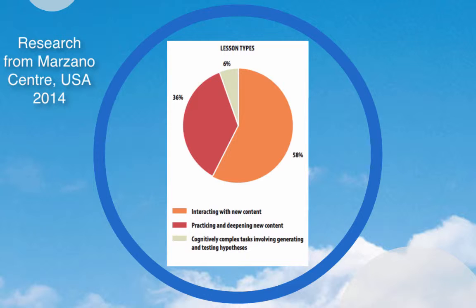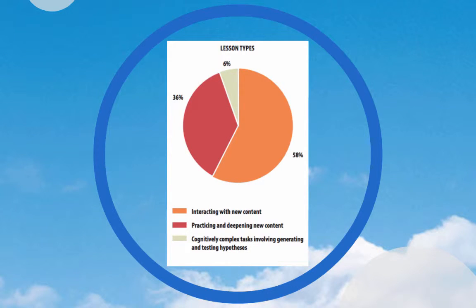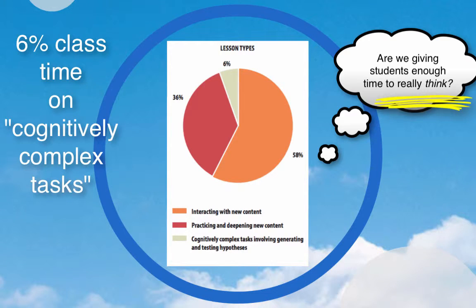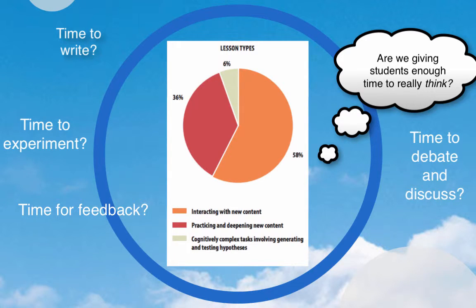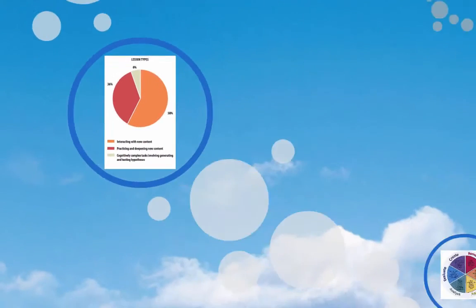So you might think in, say, a mathematics lesson, they learn a new concept, they spend a bit of time doing the activities. What you can see here is that only 6% of class time is spent doing what is described as complex tasks involving generating and testing hypotheses. What we might be looking at here in, say, English or history is your essay writing. In something like science, it's making the connections between the content that is often left to be done at home, with, as you can see, very little time given to this in class.